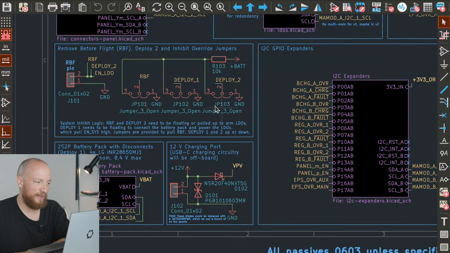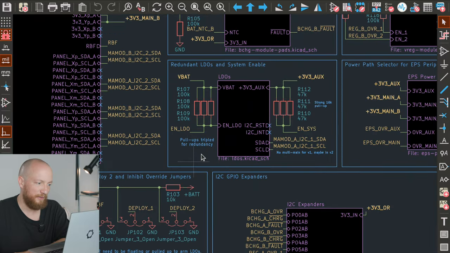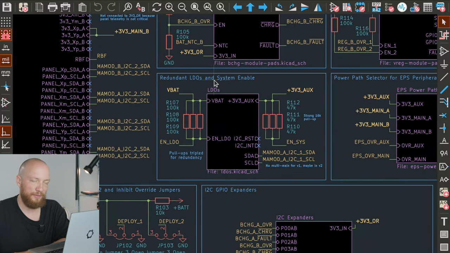So let's maybe talk next about the LDOs. LDO stands for low dropout regulator. That's basically a kind of buck regulator that works with an input voltage that is only minimally above its output voltage.